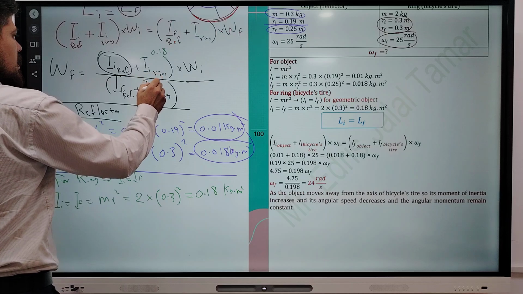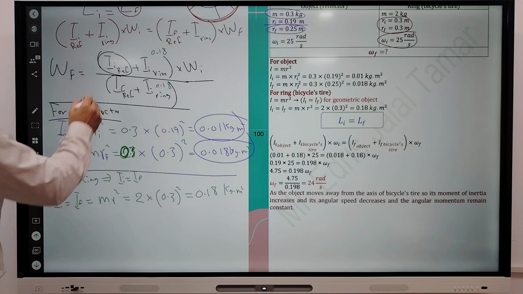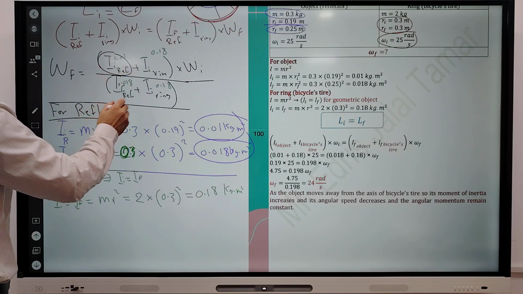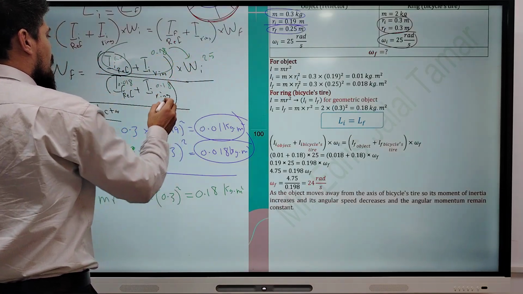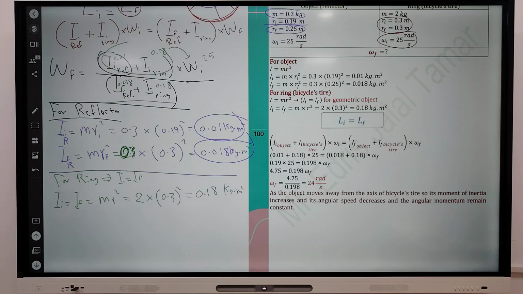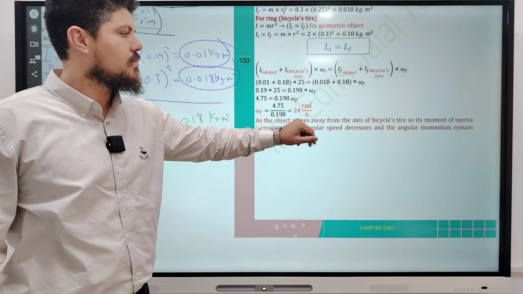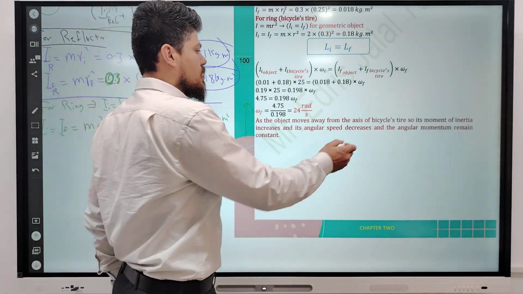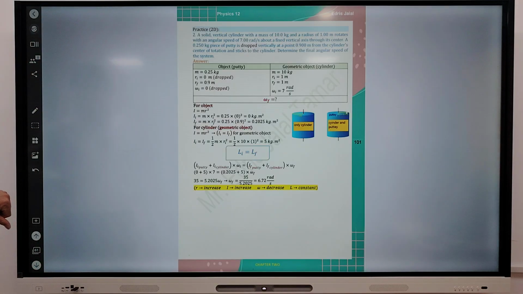So you can substitute into this equation. The ring's moment of inertia is 0.18 in both, the initial moment of inertia for the reflector is 0.01, and the final is 0.018. You have to add up these numbers, multiply by the initial angular speed, which was 25, and divide by the denominator. So you can find the final angular speed, which is equal to 24 rad per second. As the object moves away from the axis, the moment of inertia increases and the angular speed must decrease, but the angular momentum remains constant.